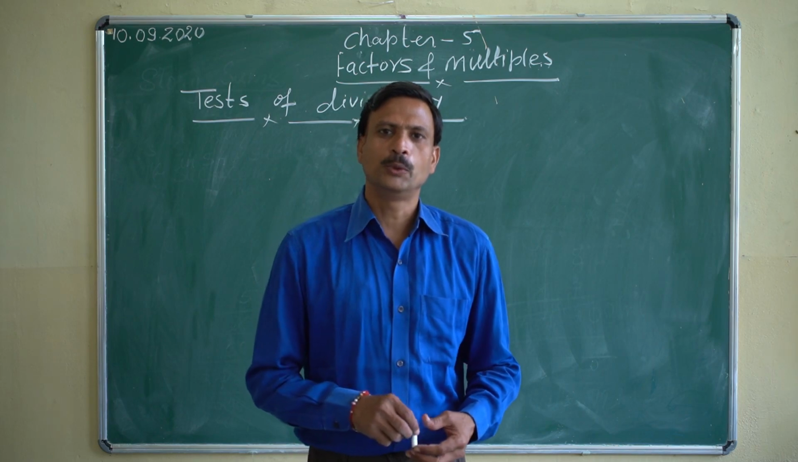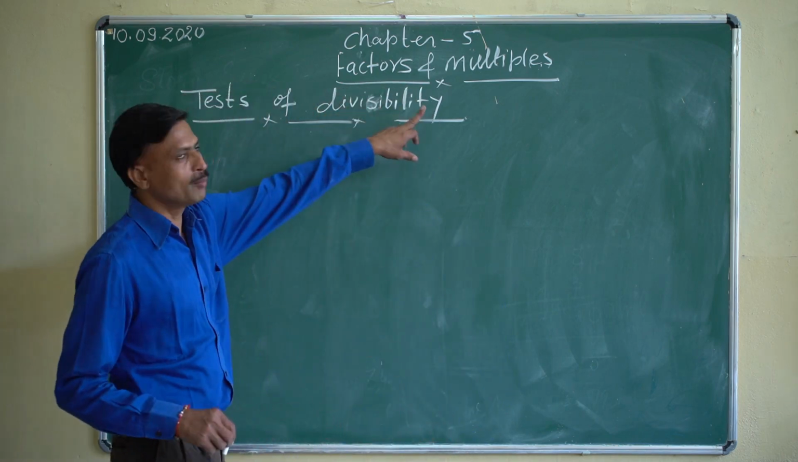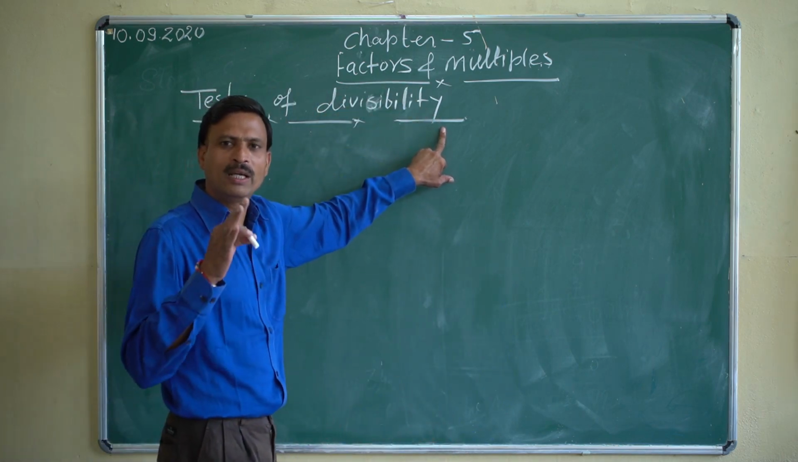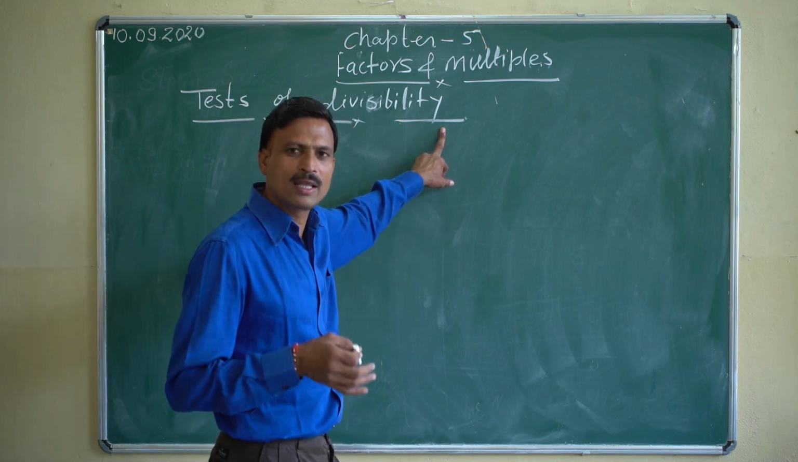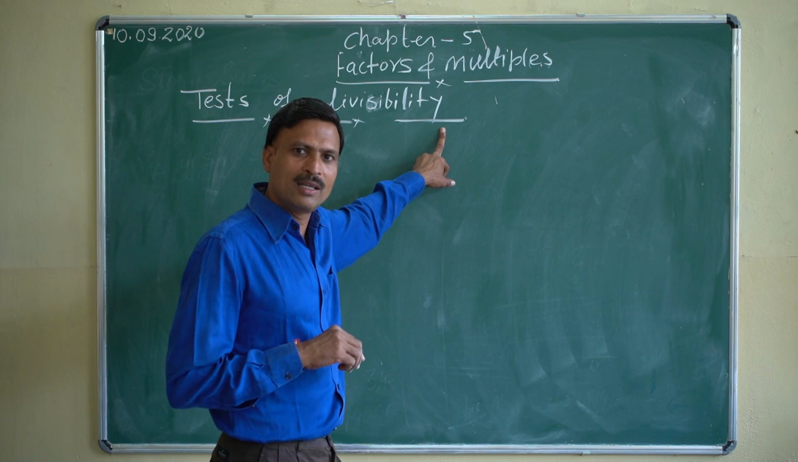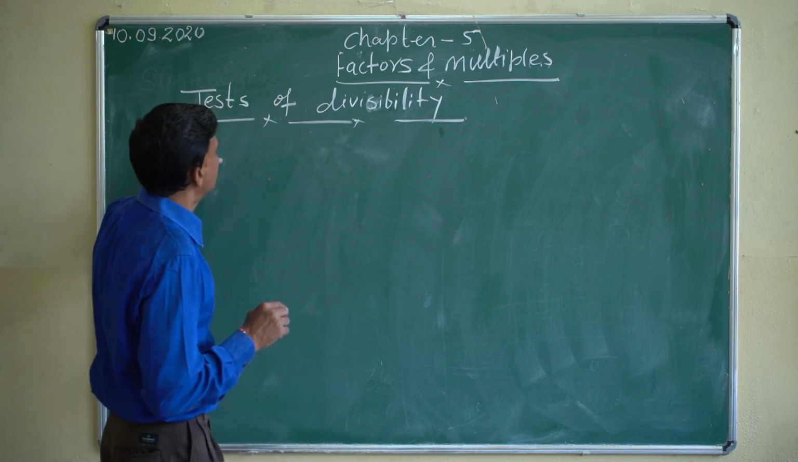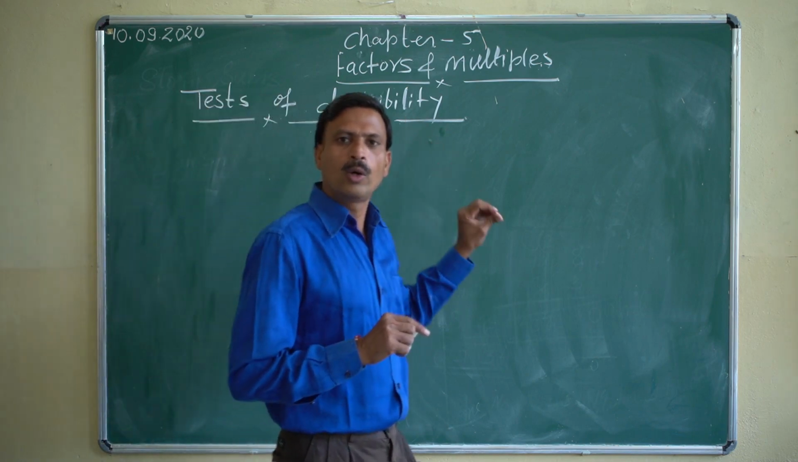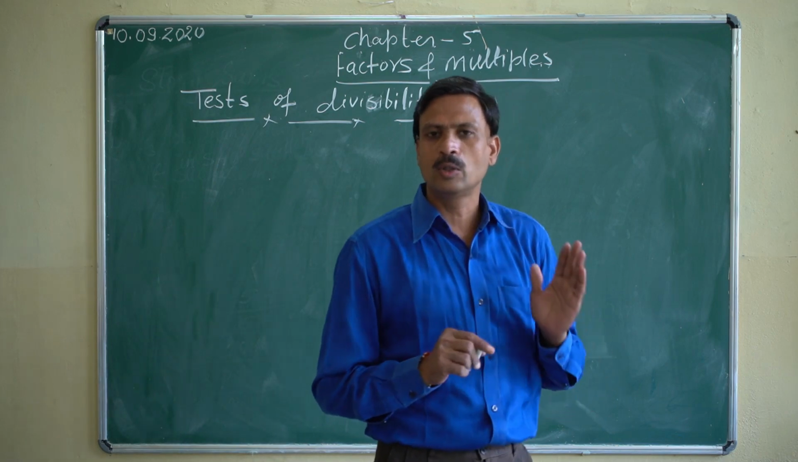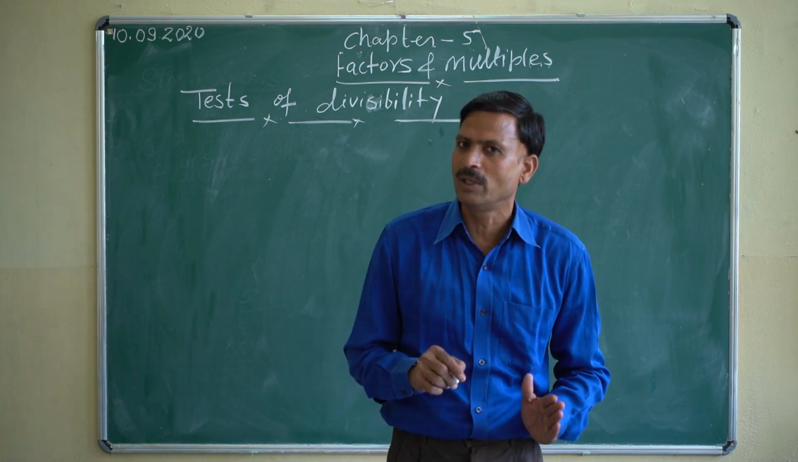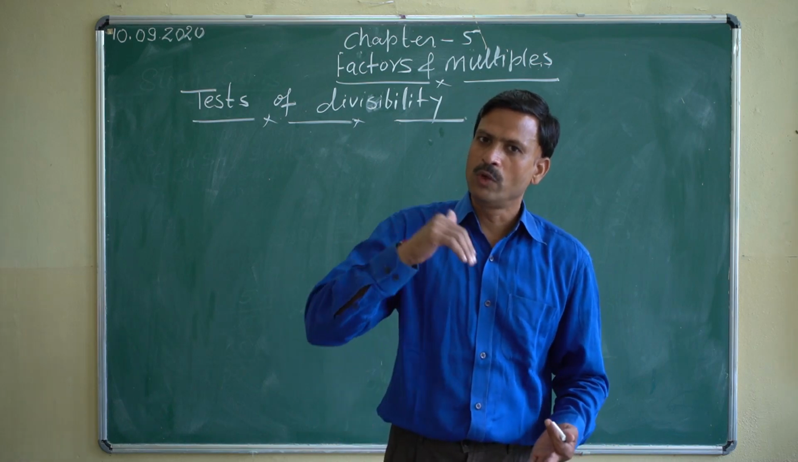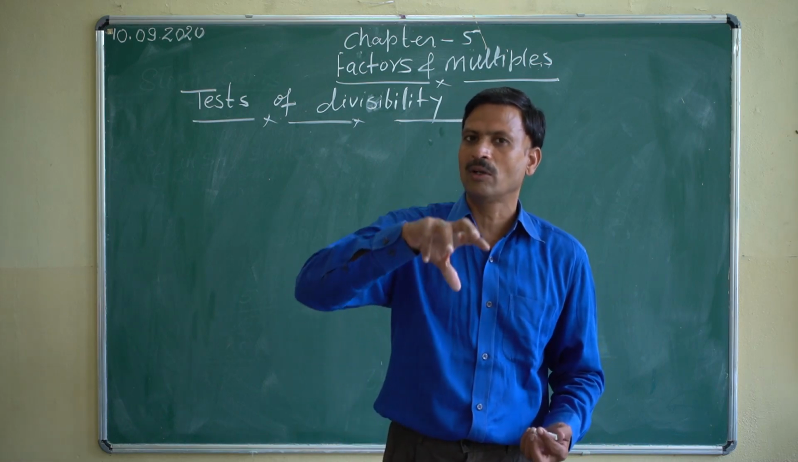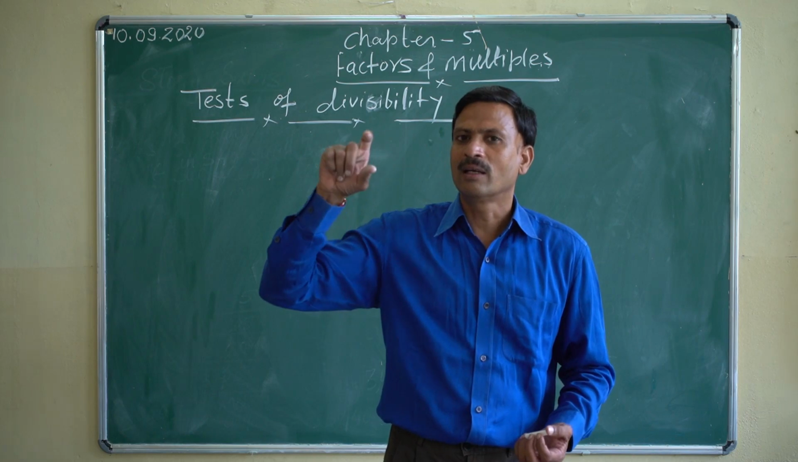Today I'll teach you chapter 5, factors and multiples. Definitions of factor and multiple and how we find the difference, I explained in the last class. Today I'm telling the test of divisibility. What is the meaning of test of divisibility? Students, it means that without actually dividing the number, we can find out whether a particular number is divisible by the given number or not.